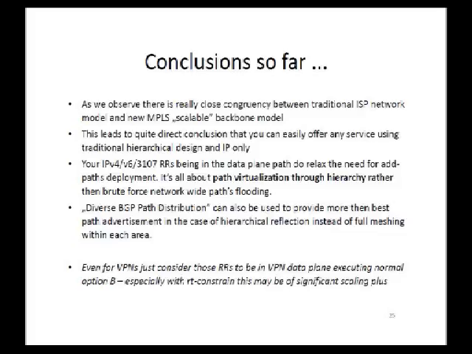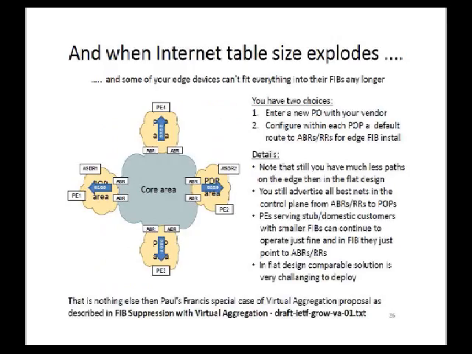Just a side note for those of you who run 2547, the model of hierarchical design could be very nicely applicable also to your VPN routes. You can have the VPN routes on the ABRs doing option B. And if you add the RT constraint on top of this, it's really giving you very nice scaling properties. But that's totally a little comment in the fine print.